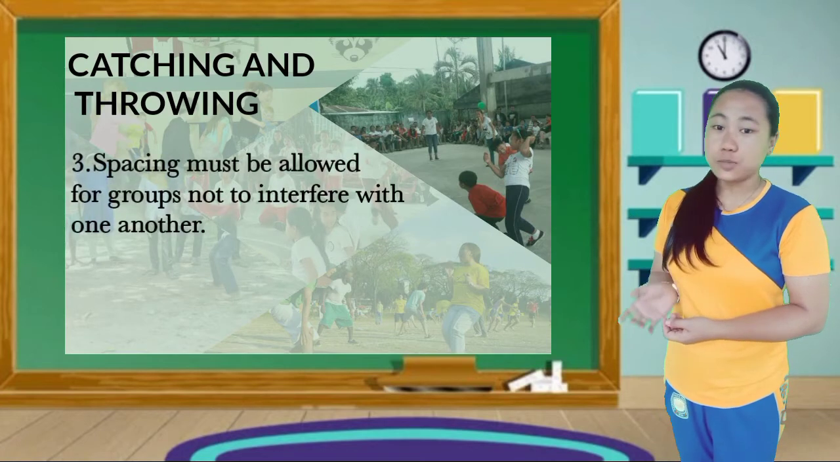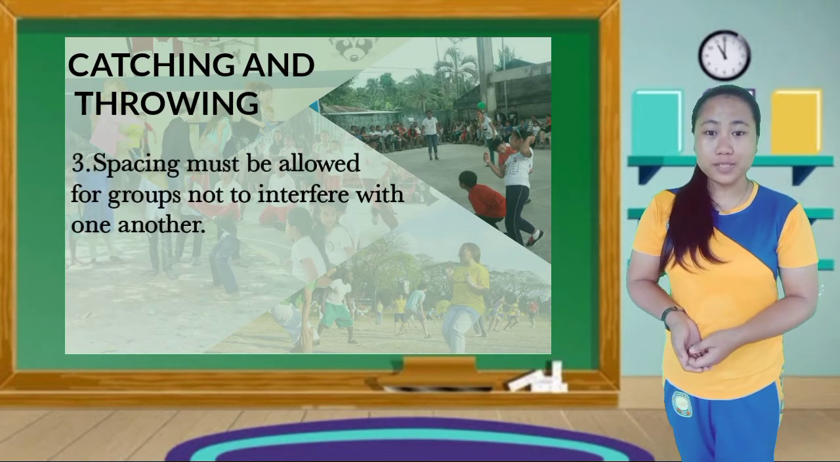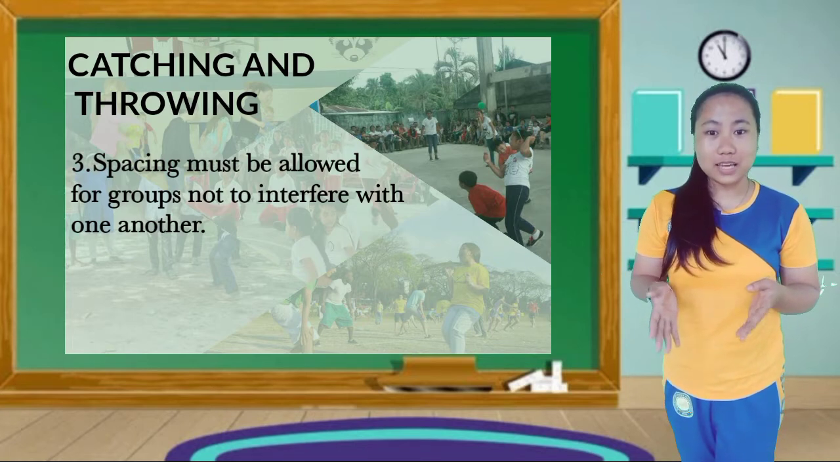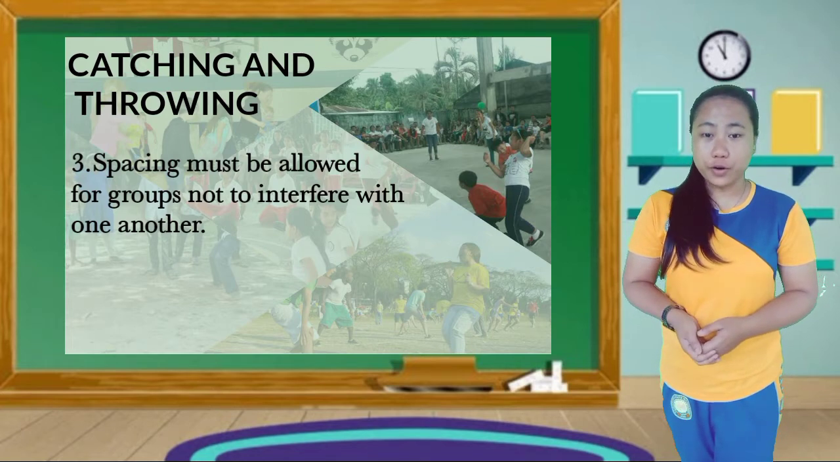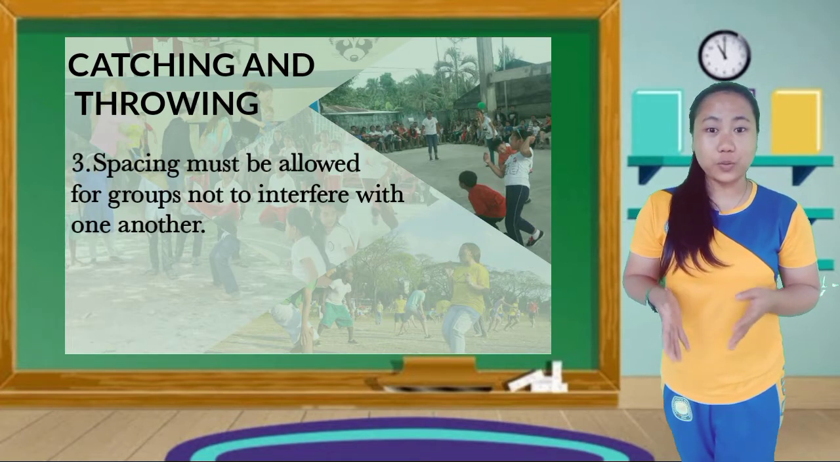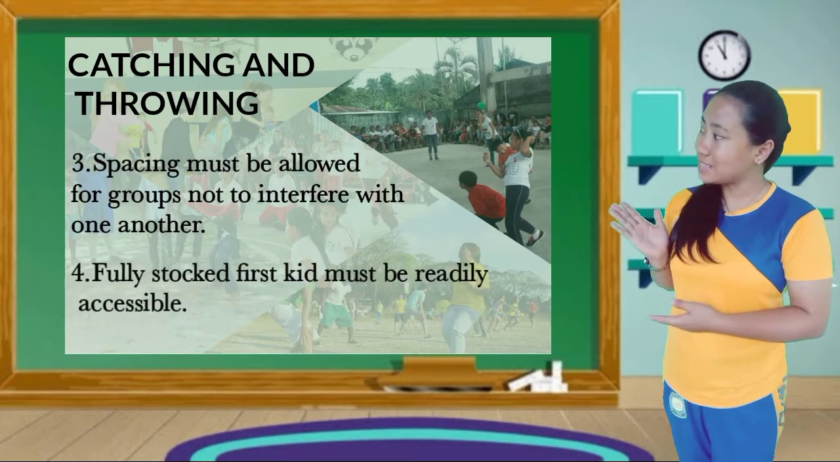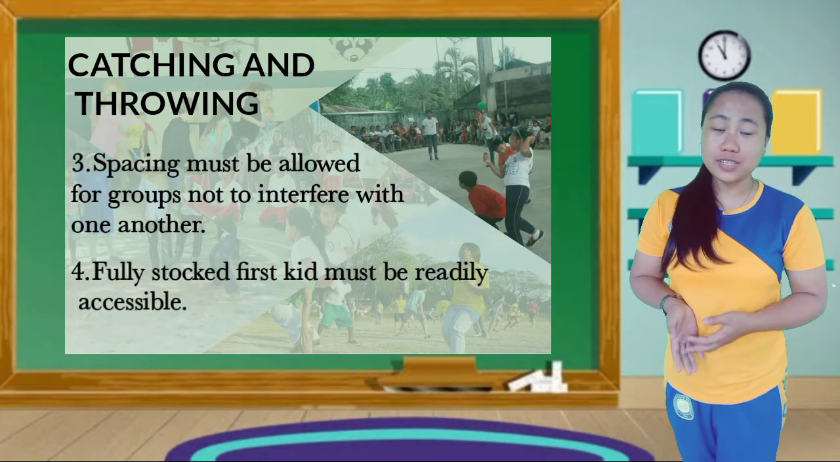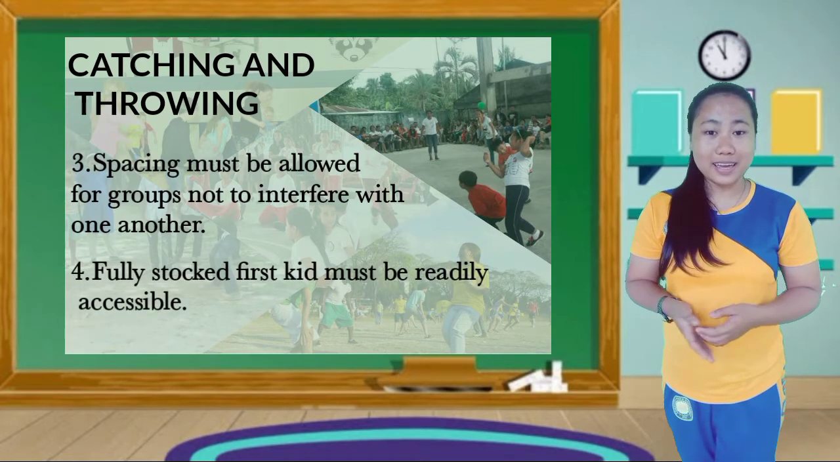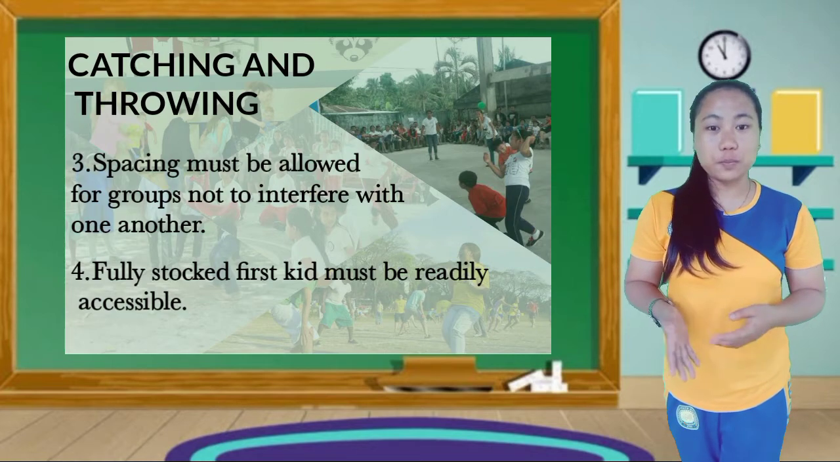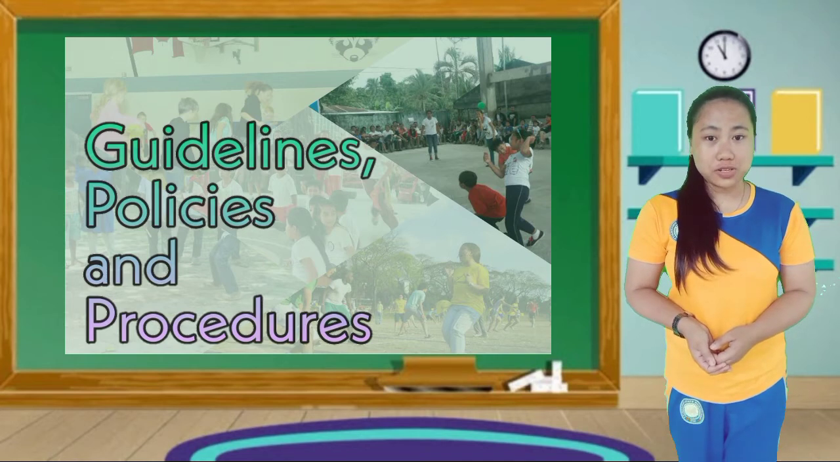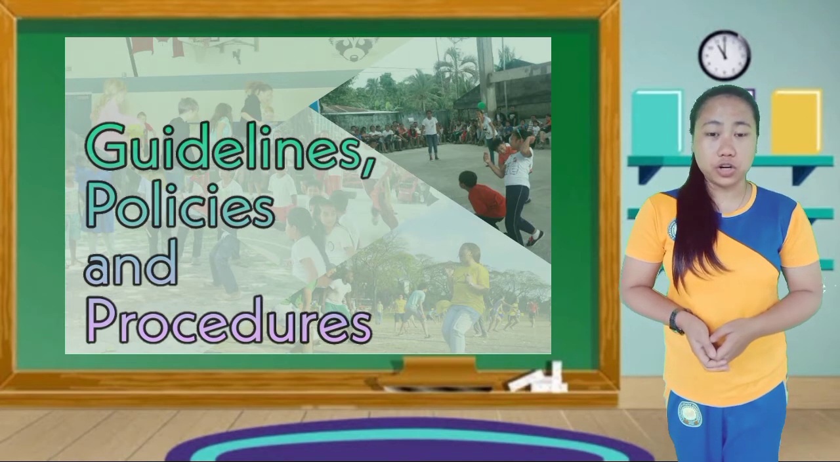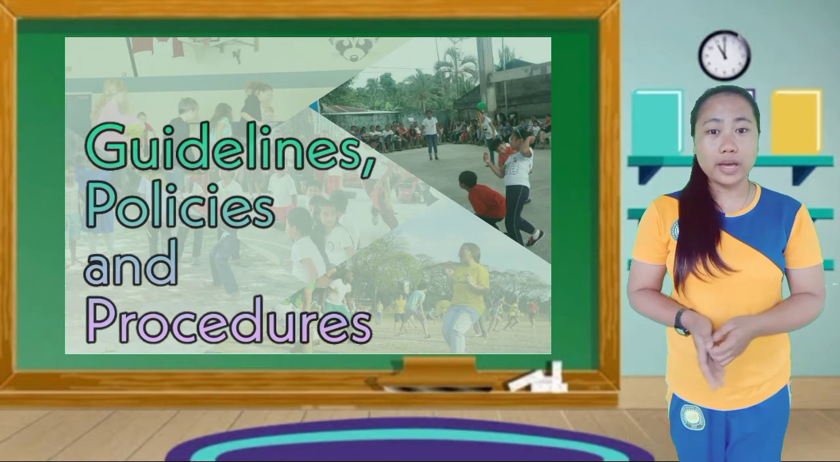Third one, spacing must allow for groups not to interfere with one another. Since this activity is a group activity, spacing must be adequate enough for every group not to interfere with one another. And lastly, a fully stocked first aid kit must always be readily accessible for future purposes. So those guidelines, policies, and procedures that provide a safe and secure learning environment must always be observed.